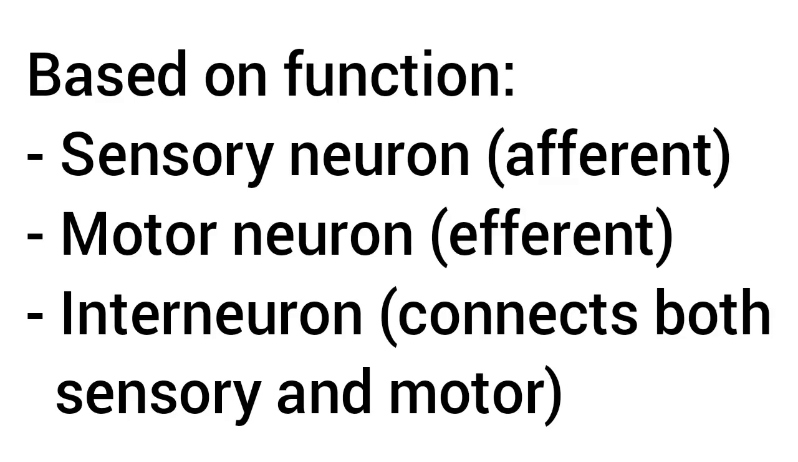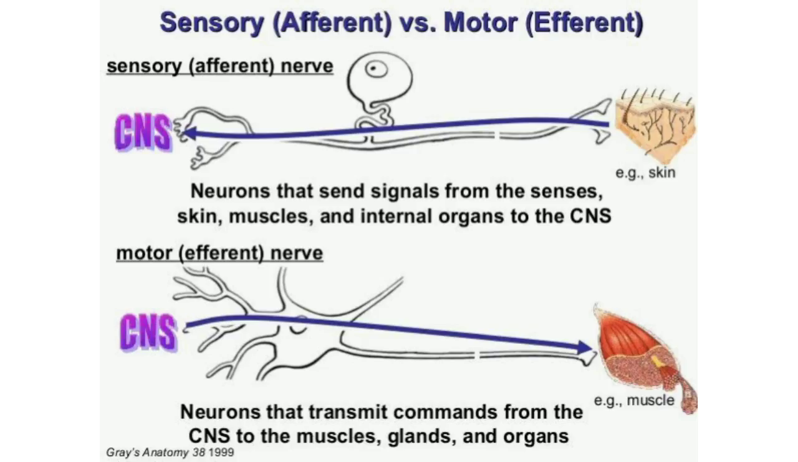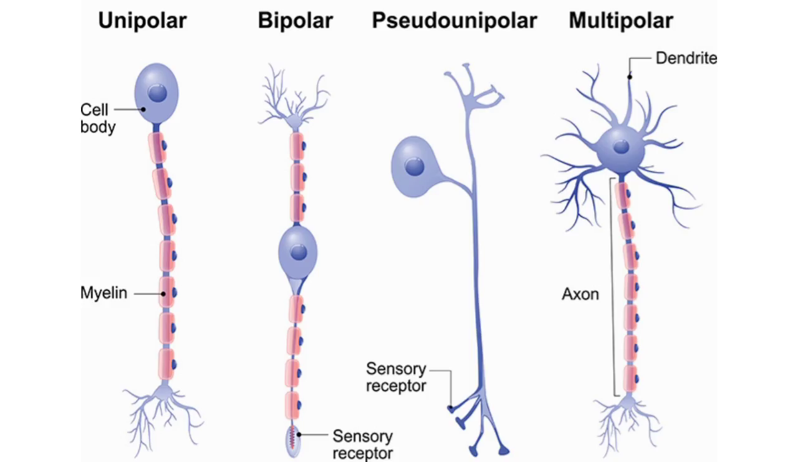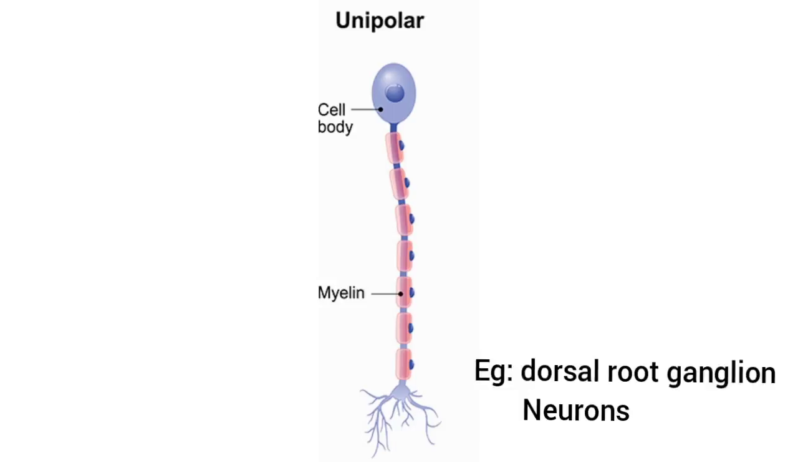Based on function, the neurons are classified into sensory neurons and motor neurons. Sensory neurons carry sensory impulses to the brain, and motor neurons carry motor impulses to the effector organs. Based on the number of poles, the neurons are unipolar, pseudo-unipolar, bipolar and multipolar neuron. In unipolar, a single process extends from the cell body. Example, neurons present in the dorsal root ganglia.